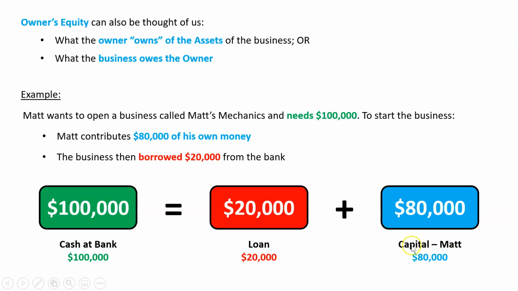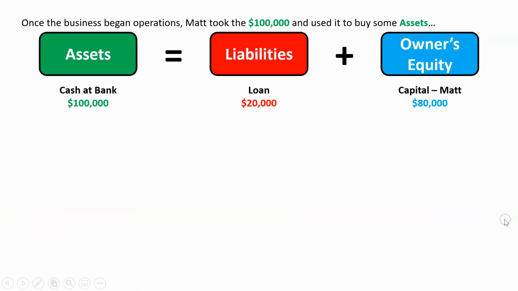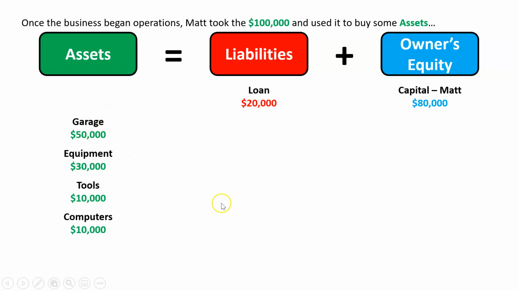We're going to call that capital from now on. Your owner's equity is the owner. We write capital and your name. So in this case, Matt. So we've got 100,000 equals 20,000 plus 80,000. That's perfect. That balances. What about this though? Matt now starts the business and he takes $100,000 and he uses it to buy some assets. So this is gone, that 100 grand's gone. And he's bought a garage with it, some equipment with it, some tools with it, and some computers with it.